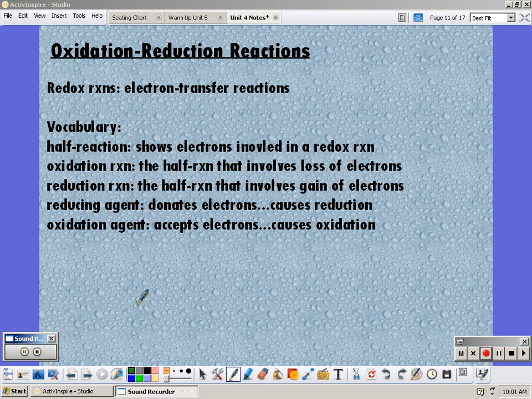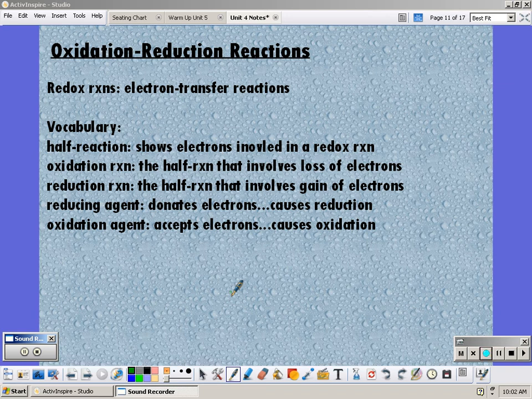Oxidation-reduction reactions, also known as redox reactions, involve the transfer of electrons. So some vocabulary that you need to know. Half reactions refers to half of the reaction that shows the electrons involved. So the oxidation half reaction involves the one that loses electrons. The reduction half reaction involves the one that gains electrons.